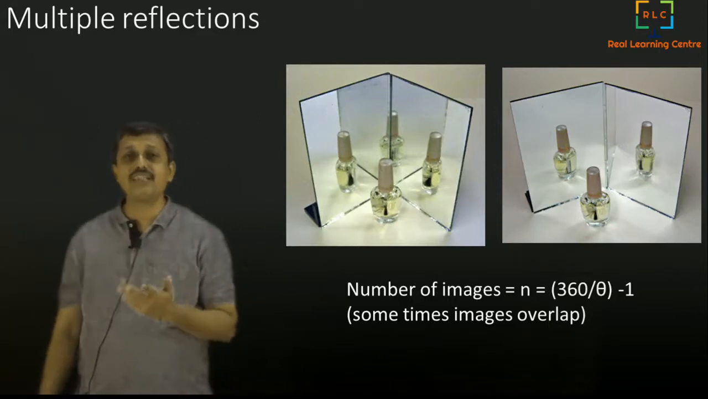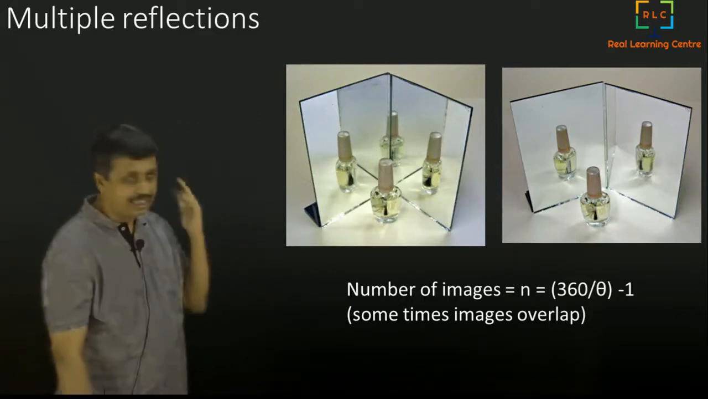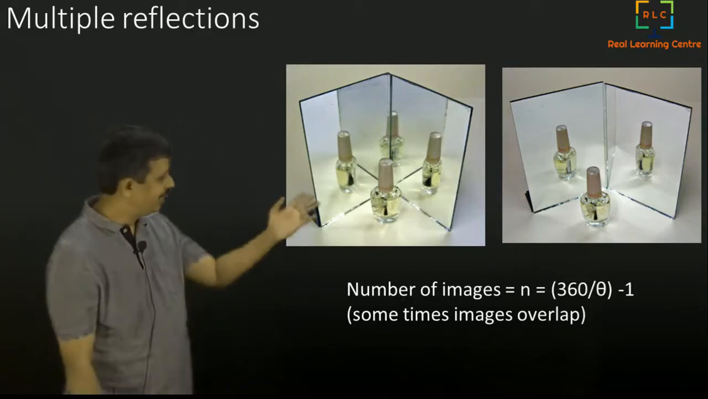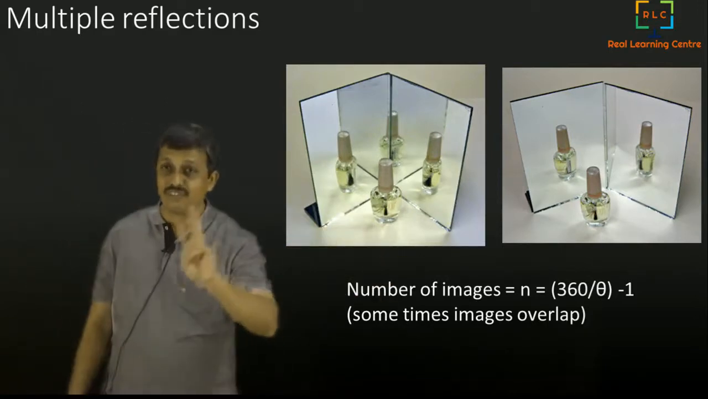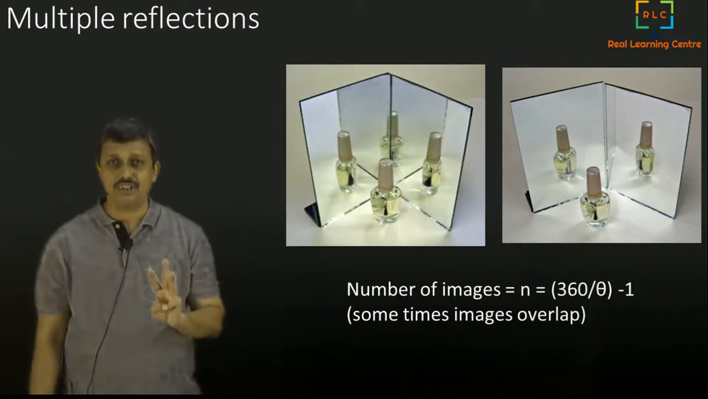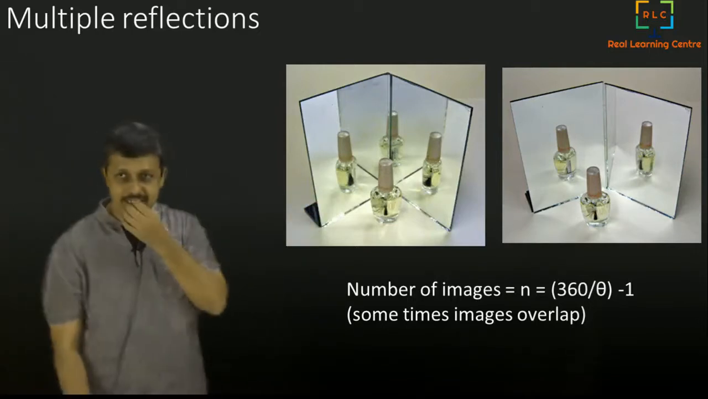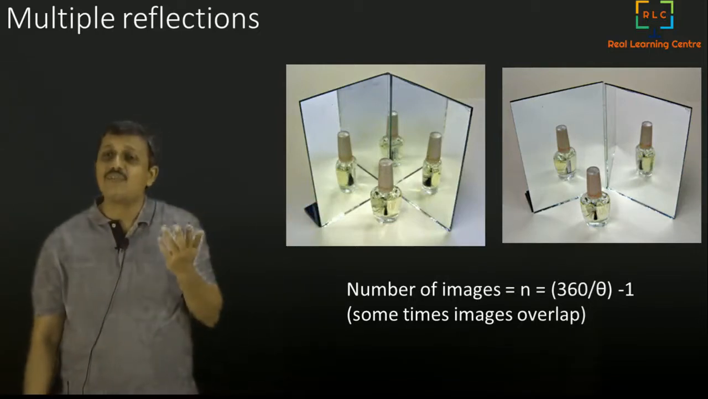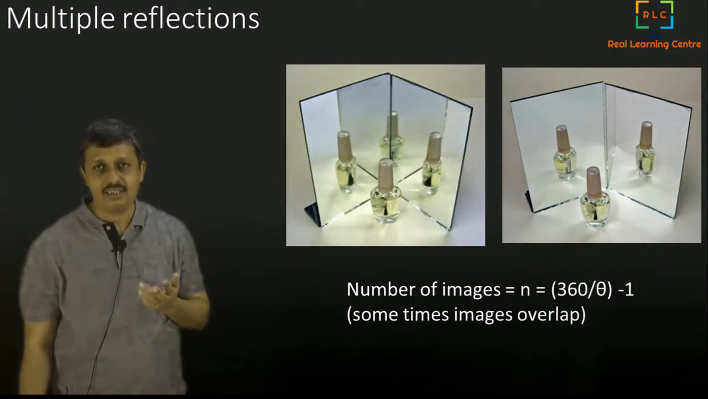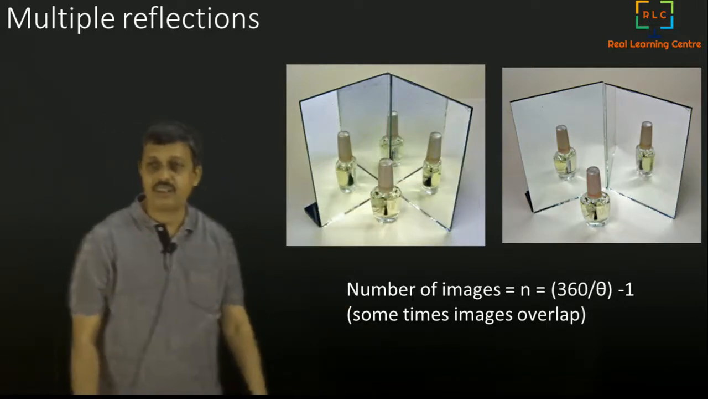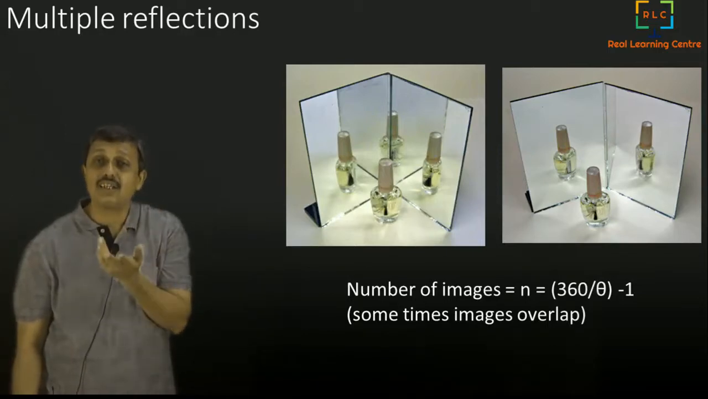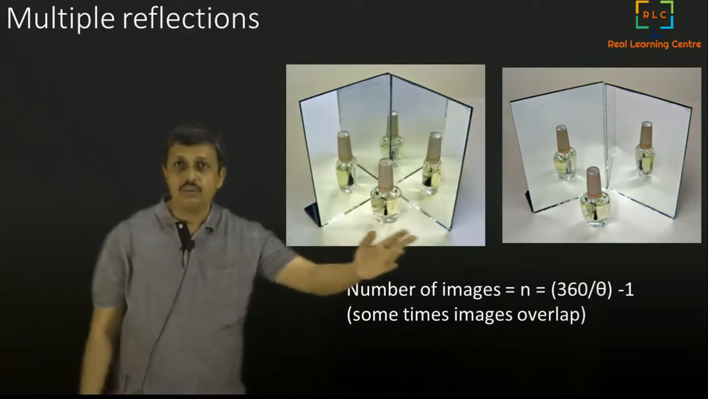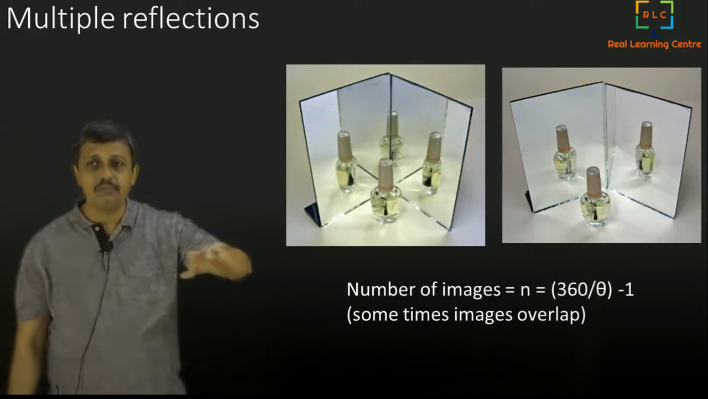If the angle between the mirrors is 90 degrees, you can very clearly see that 360 by 90 is 4, and 4 minus 1 is 3. You can see 3 images. That is what we are seeing here. If it is 120 degrees, then 360 by 120 is 3, and 3 minus 1 is 2. You can see 2 images.